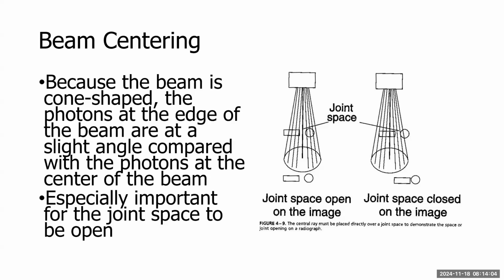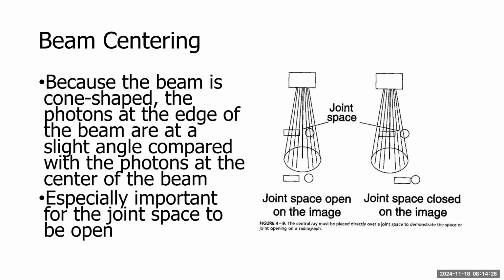And that's why we get so picky in Yolanda's lab about, okay, where is the central ray supposed to enter? There's a reason for that. And it's because the beam is cone shaped and the photons at the edge of the beam are at a slight angle compared with the photons at the center of the beam. And this is especially important for the joint space to be open.